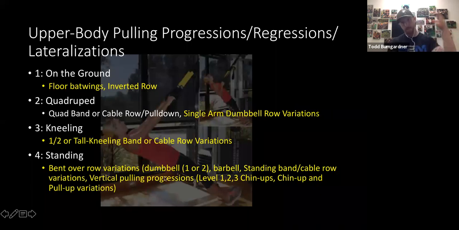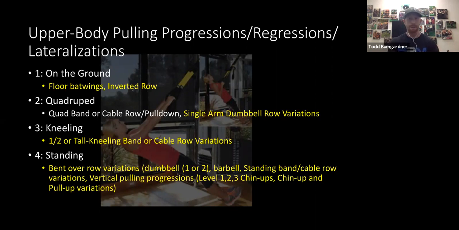We have our vertical pulling progression, which is our level 1, 2, and 3 chin-ups, which you guys have seen through some of the programming, and then pull-up variations. But that's really it. And the biggest thing is just getting somebody right away on day one into the best position we can with the inverted row.